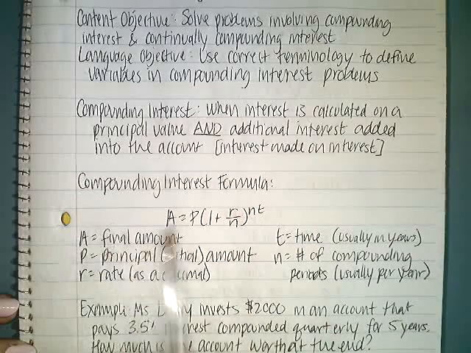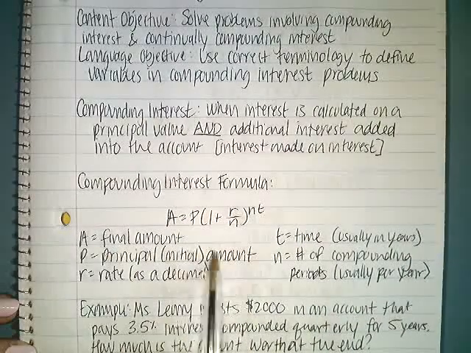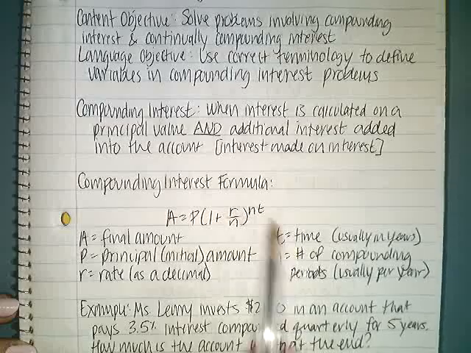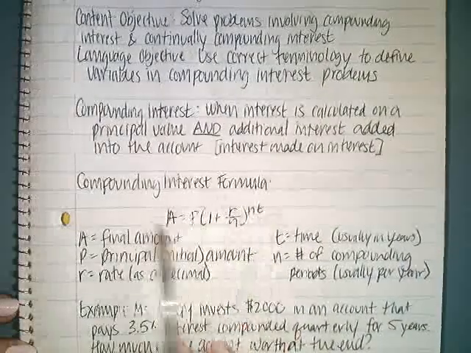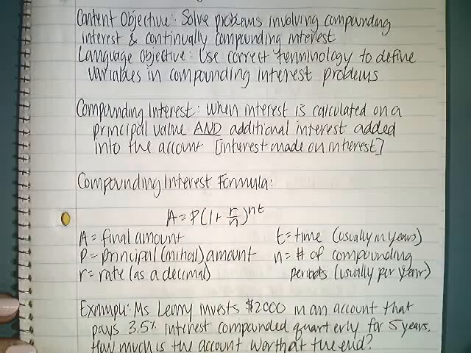So A is the final amount, P is the principal or the initial amount, r is the rate, t is the time, and n is the number of compounding periods per year. But this is our compounding interest formula that we're going to be working with.